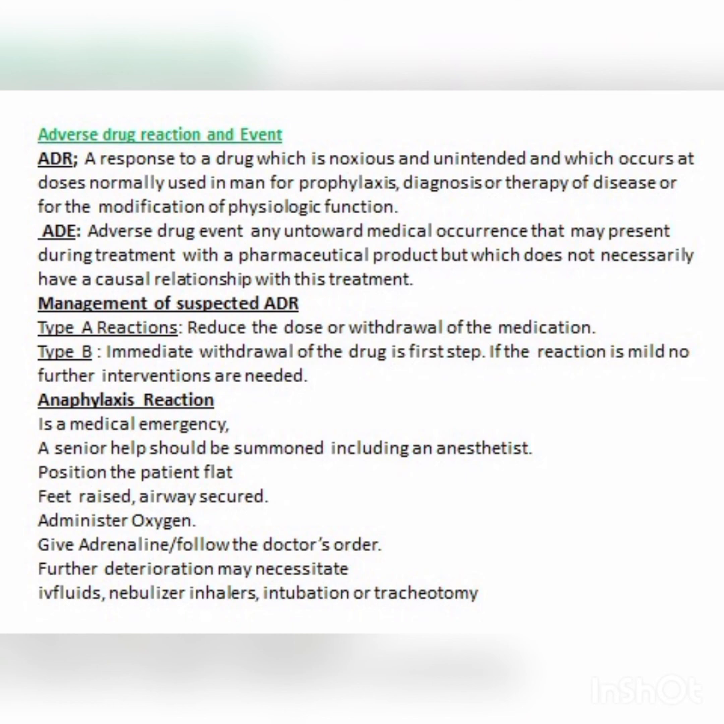Next is adverse drug reaction and event. ADR is a response to a drug which is noxious and unintended and which occurs at doses normally used in man for prophylaxis, diagnosis or therapy of disease or for the modification of physiologic function. Adverse drug event. Adverse drug events are any untoward medical occurrence that may present during treatment with a pharmaceutical product but which does not necessarily have a causal relationship with this treatment.